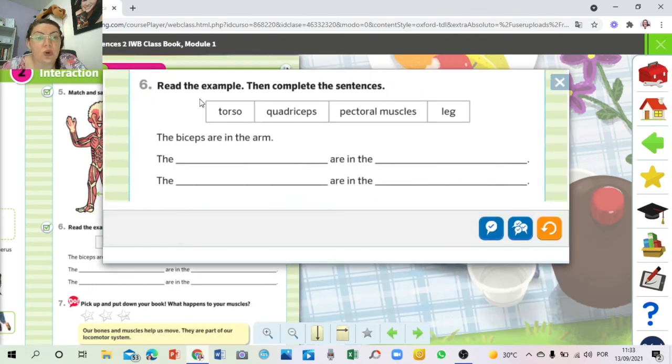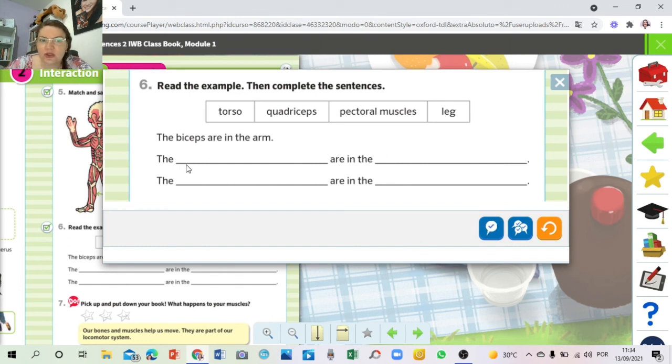Read the example. Leia o exemplo. Then complete the sentence. Depois complete as frases or sentences, ok? Let's do it. First, repeat to me. Torso, torso, quadriceps, quadriceps, pectoral muscles, pectoral muscles, leg, leg. Look at the example. The biceps are in the arm. Where is the biceps, guys? In the arm. In the braço? Yes, ok. It's correct. Ok?